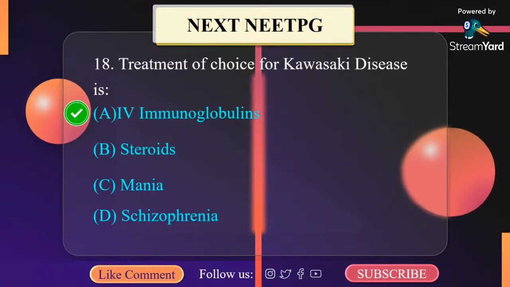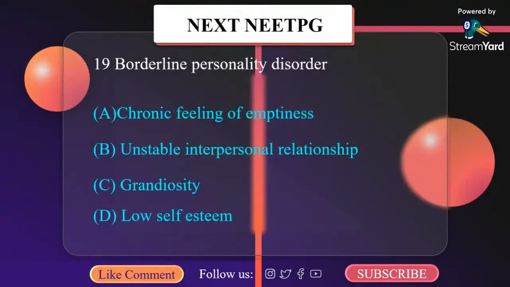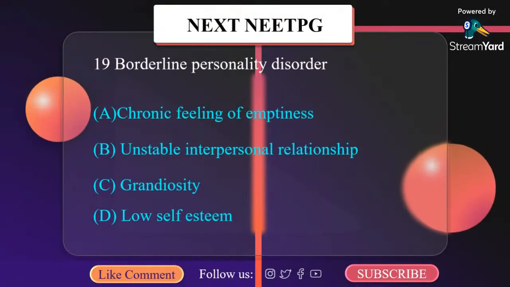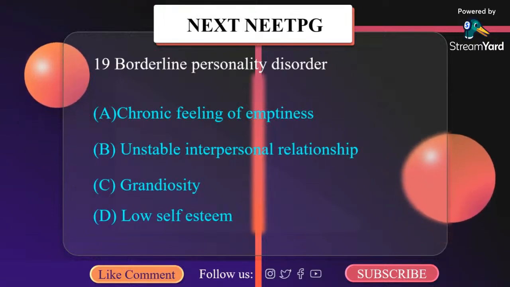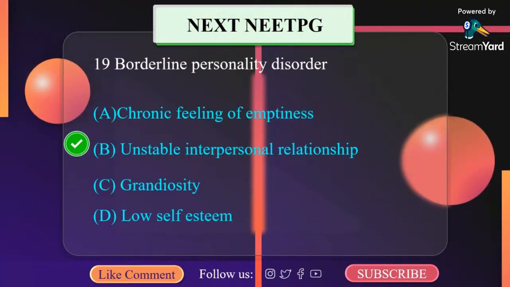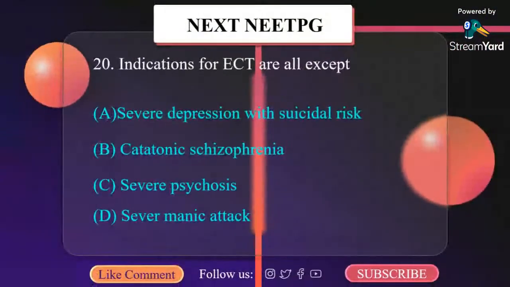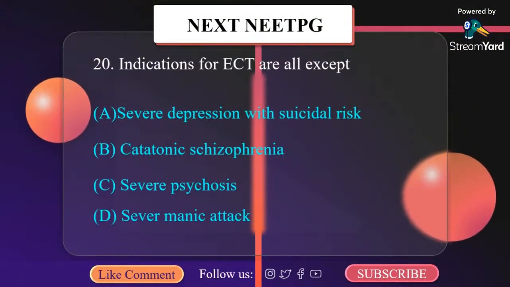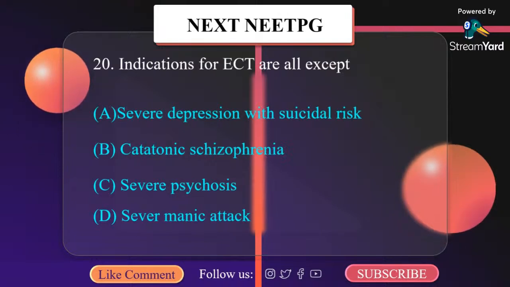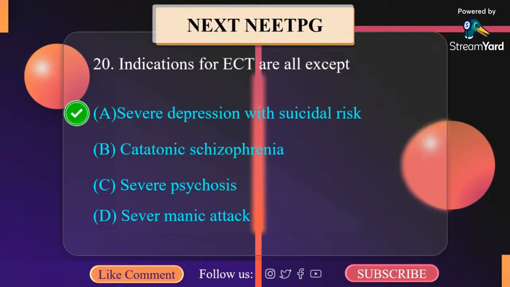IV immunoglobulin. Borderline personality disorder is characterized by A. Chronic feeling of emptiness, B. Unstable interpersonal relationship, C. Grandiosity, D. Low self-esteem. It is unstable interpersonal relationship. Indications of ECT are all except severe depression with suicidal risk, catatonic schizophrenia, severe psychosis, severe manic attack.